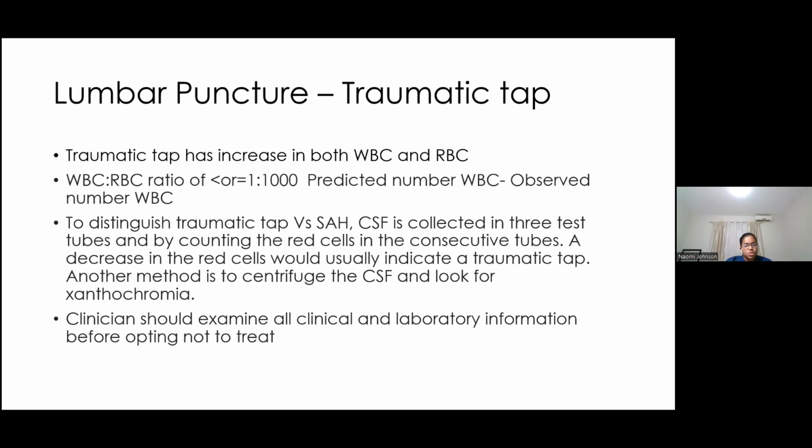Some physicians used to collect 3 samples, counting the red cells in the consecutive tubes to determine if there's a decrease in the number of red cells. Another method is to centrifuge the CSF and look for xanthochromia, which would likely lead to a diagnosis of subarachnoid hemorrhage. All of this needs to be taken into consideration, the clinical and laboratory findings of the patient, before opting not to treat.